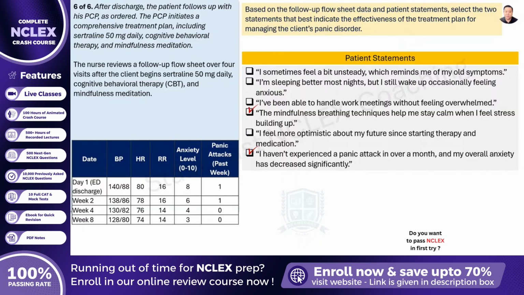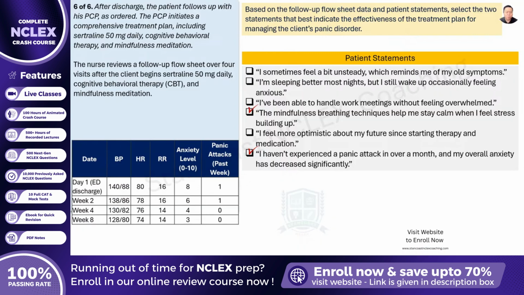So that's a strong indicator, especially that they never had any panic attacks over a month. And also, there is also reduction of anxiety. So this really matches the flow sheet information, which shows anxiety scores dropping from an 8 down to a 3 by the 8th week. So pay attention to the documentation and the flow sheet. That's quite significant of an improvement here.